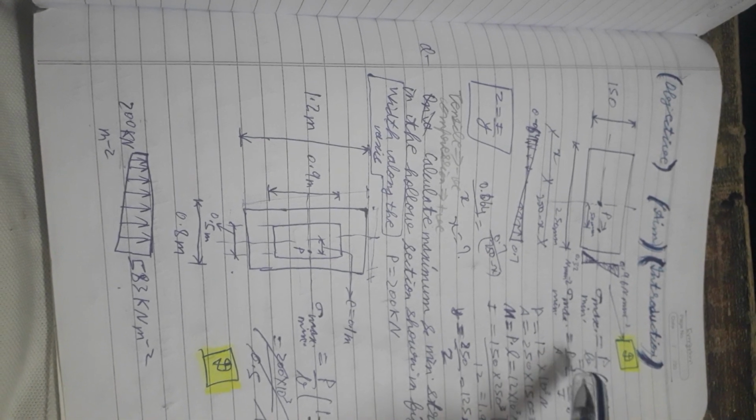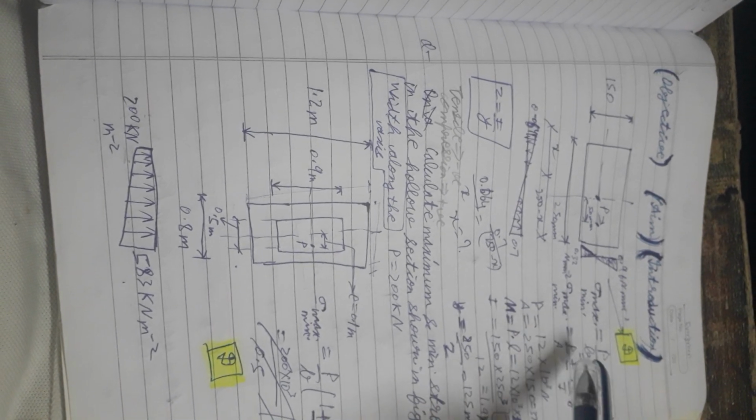Sigma maximum, sigma minimum is equal to P by A plus or minus My over I. P is equal to 12 into 10 raised to power 3 Newton. A is equal to 250 into 150, which is 37,500 millimeter square. M is equal to P into e, which is equal to 12 into 10 raised to power 3 into 50, which is equal to 6 into 10 raised to power 5 Newton millimeter.